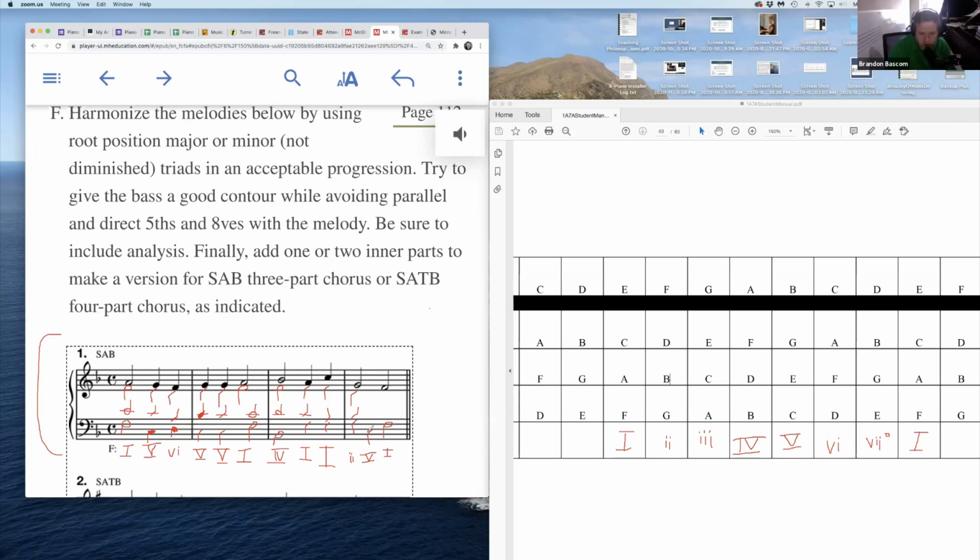Okay, now we're moving a 5th. Our G is going to stay there. This could move up to the octave, and this could move to the E. Does that work?